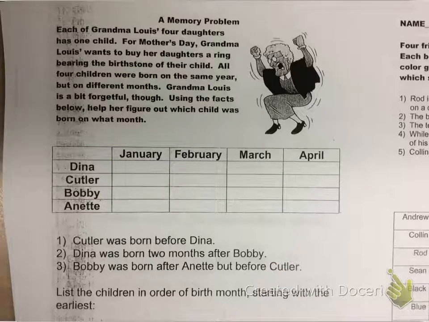Grandma Lewis is a bit forgetful, though. Using the facts below, help her figure out which child was born on which month. So we're going to go through there. We're going to use the 3 clues that it gives us.